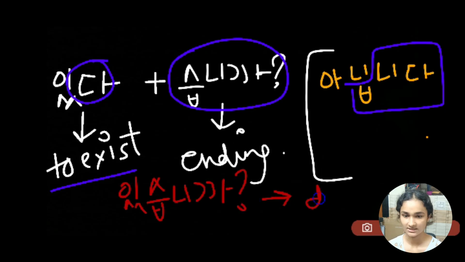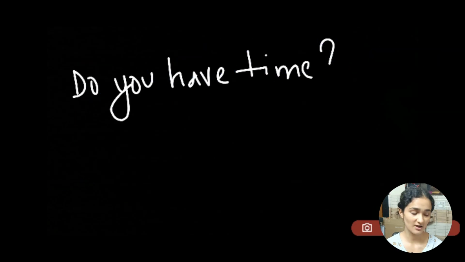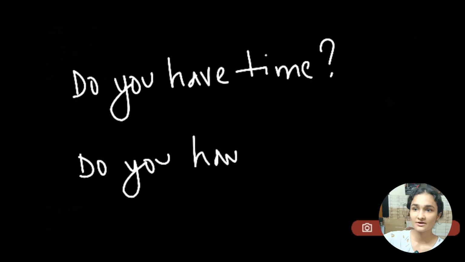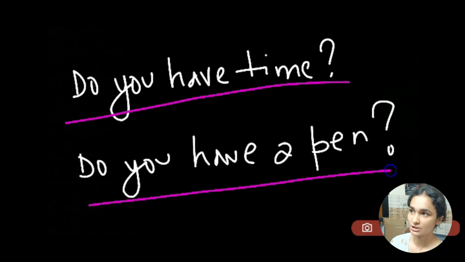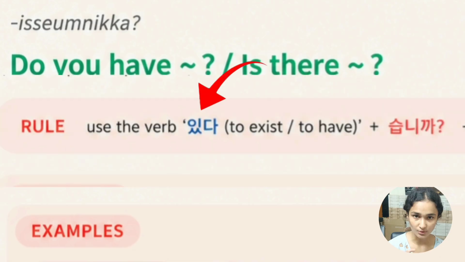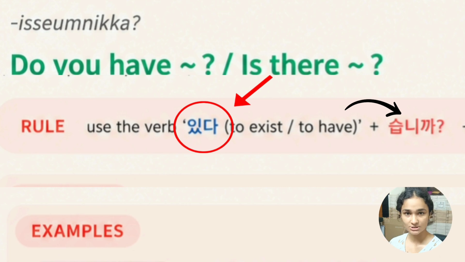Now you're asking, does it exist? You don't really say in English, does that thing exist? Instead, you say, do you have time? Or, do you have a pen? Or is there a person standing? So 있습니까 is to ask, do you have, or is there? Now let's learn the rule. The rule is you have to use the verb 있다, which means to exist or to have, with 있습니까 to ask if someone or something exists or is present.